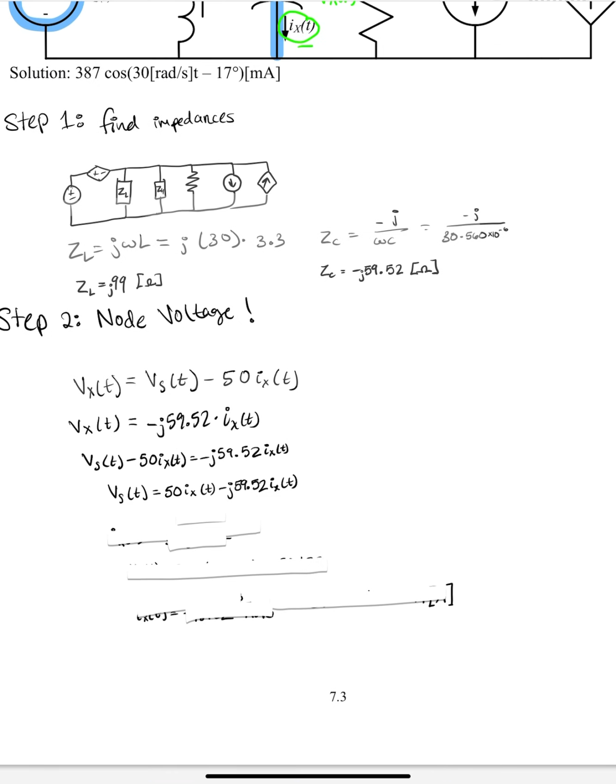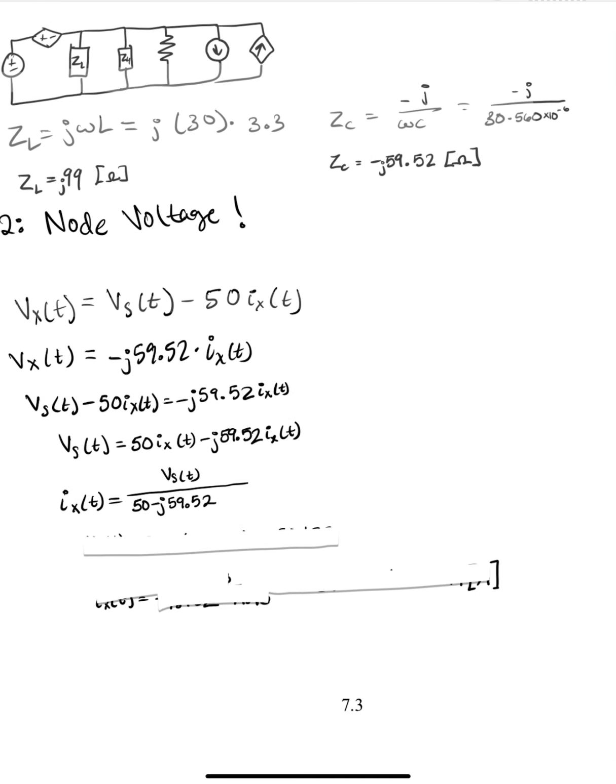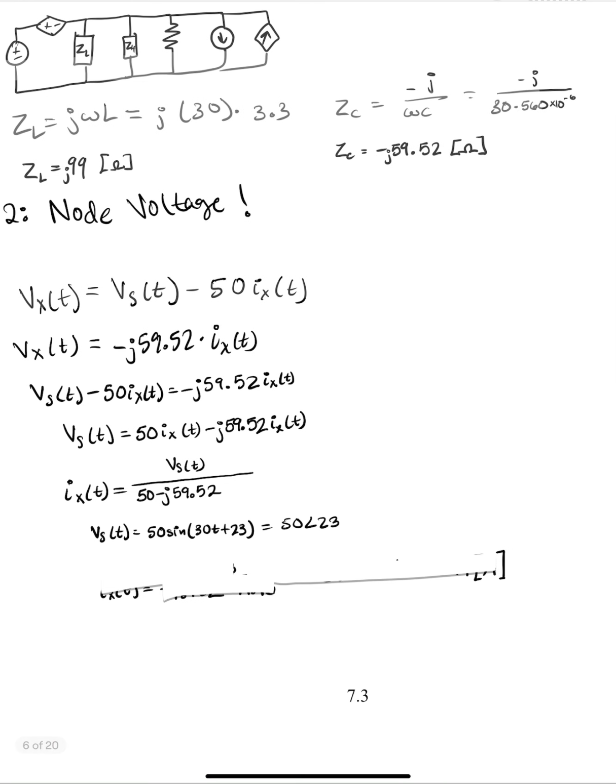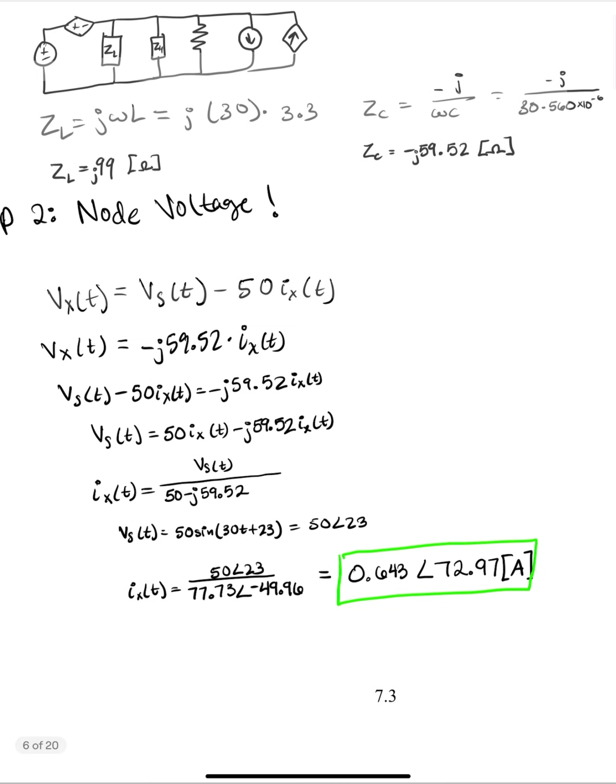So when we set those equal to each other, we get Vs of t is equal to 50 times Ix of t minus j59.52 times Ix of t. And we can just do some algebraic manipulation and get Ix of t is equal to Vs of t over 50 minus j times 59.52. And what I did here is I converted it into polar just to make my life a little bit easier. And I converted the bottom to polar. And then we get this as our Ix of t.